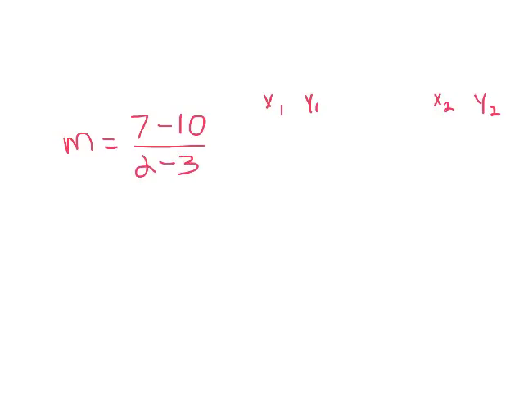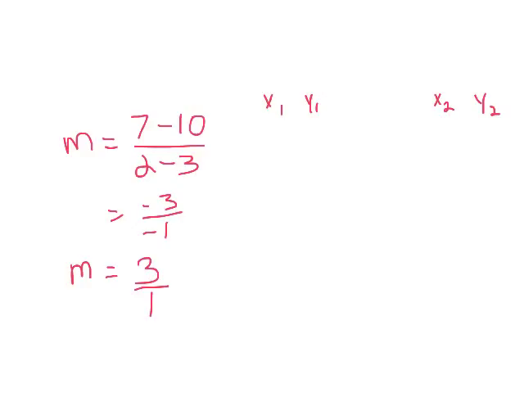You could have also reversed it. You could have said 10 minus 7 over 3 minus 2. You end up with negative 3 over negative 1, and that ends up being a positive slope of 3 over 1. Then all you have to do is just one step from here to write the line equation if you use slope or point-slope form.